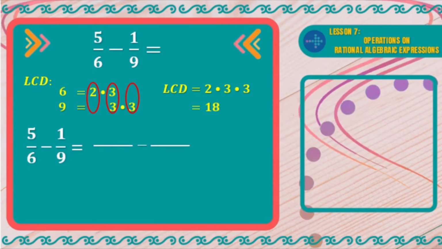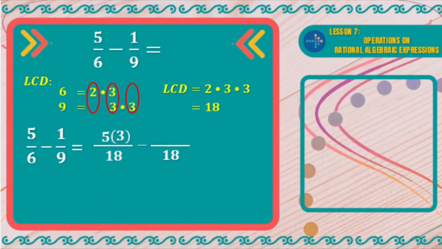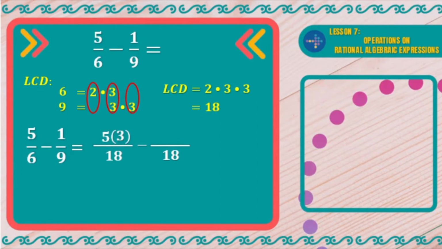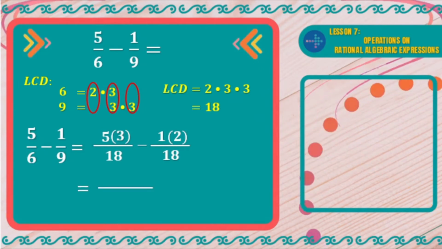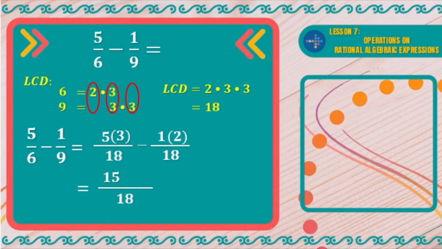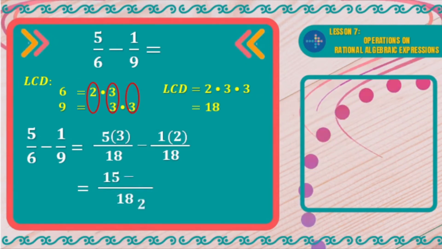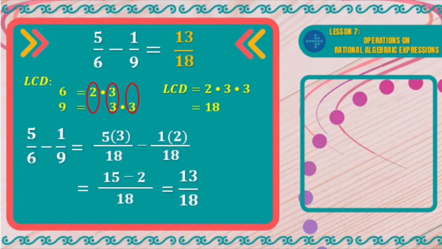So, divide 18 by 6. The answer will be 3, multiplied to 5. Then 18 divided by 9, which is equal to 2, multiplied to 1. So, simplify. We have 5 times 3 is equal to 15, and 1 times 2 is equal to 2. 15 minus 2 is equal to 13, then over 18. So, the final answer is 13 over 18.